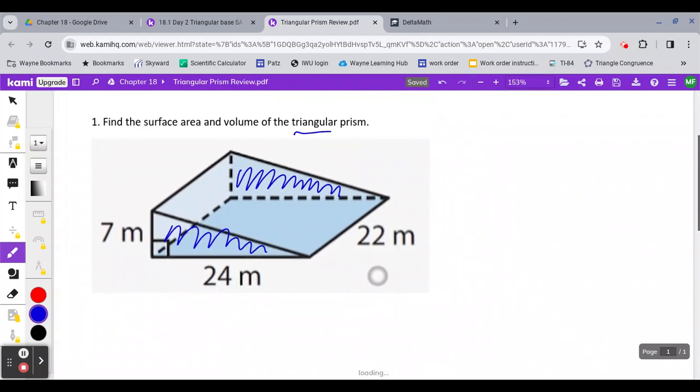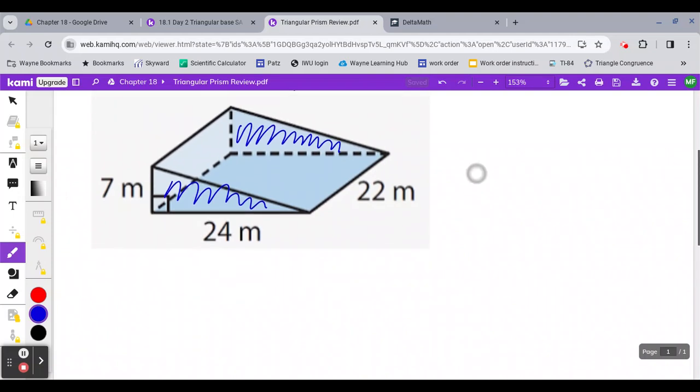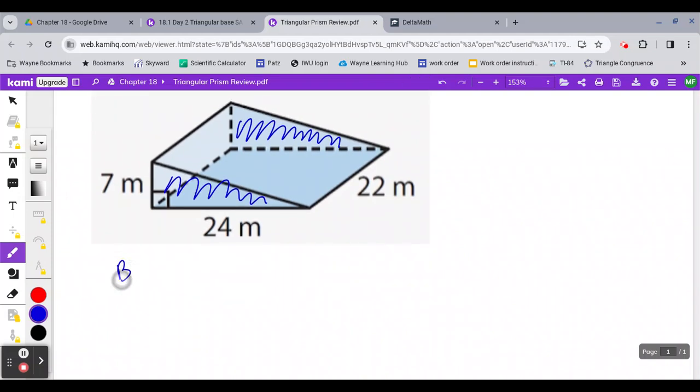Okay, so if we look here, first off, I can find the area of my base. So the area of my base will equal, since it's a triangle, 1/2 times the base. Now the base of my base is 24. That's a little confusing, but on our base, we have a base, meaning the bottom of our triangle. So 1/2 times 24 times the height of our base, which is 7. Now half of 24 is 12. 12 times 7 gives us 84 meters squared.